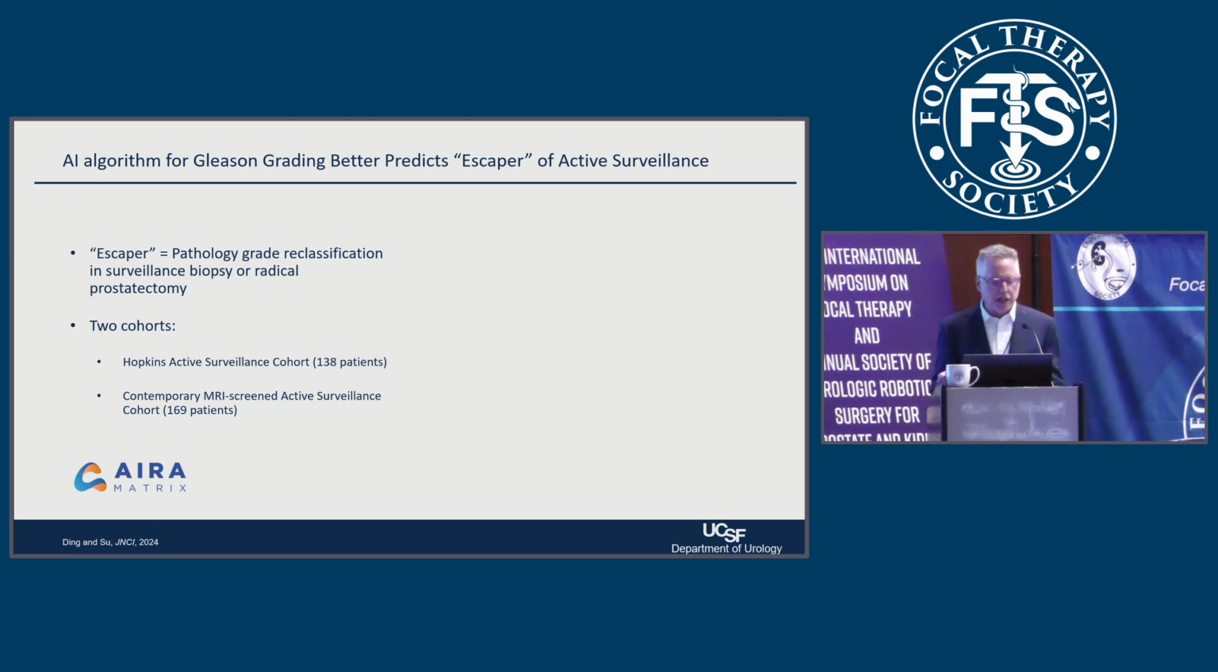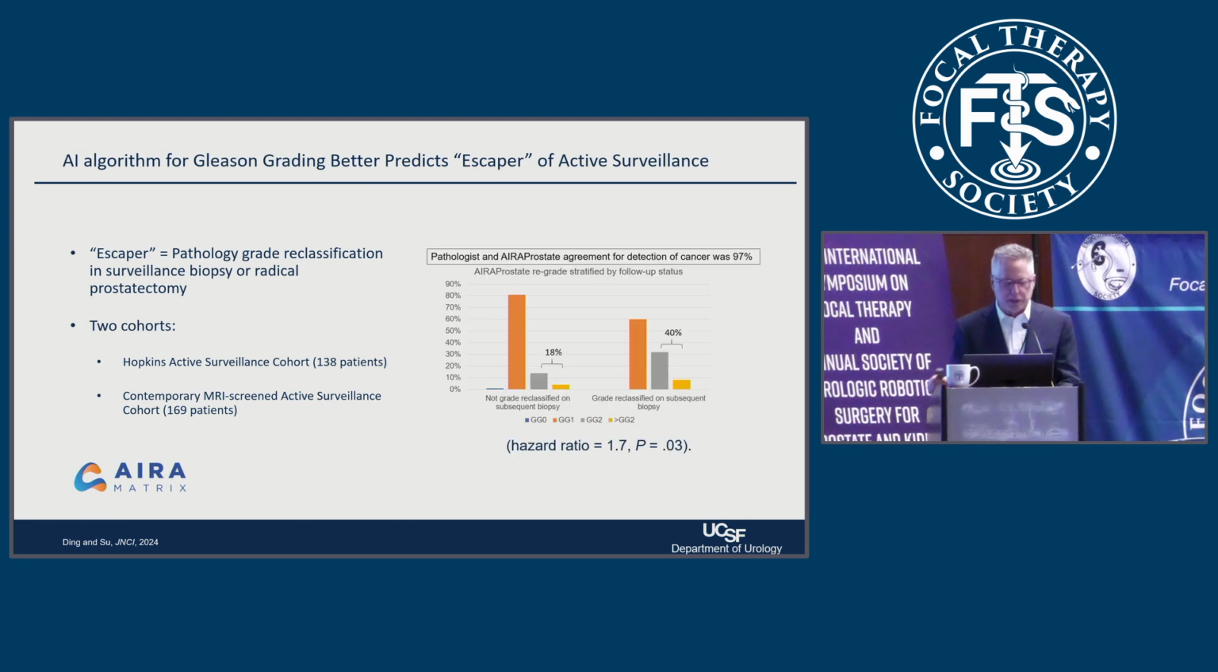This is work done at Hopkins and Julia Ding, who now is at UCSF, and they looked at this whole issue of escape in men on radical prostatectomy. Now, these were all grade group 1 patients, and they applied the algorithm to this. So again, Hopkins has expert pathologists, but their algorithm actually predicted those men who would progress. Even though they were grade group 1, this model predicted that this was a movement to grade group 2.